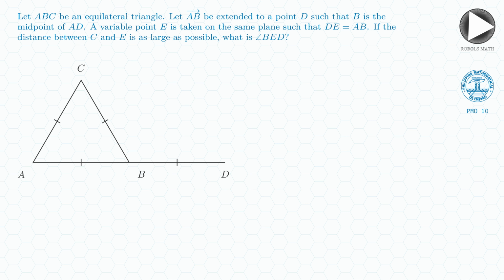Now we choose a point E, let's say this golden point, so that DE is equal to AB. In other words, DE is congruent as well to the other segments we have identified so far. What we want is point E to be as far as possible from point C, which begs the question, where exactly should we place point E?